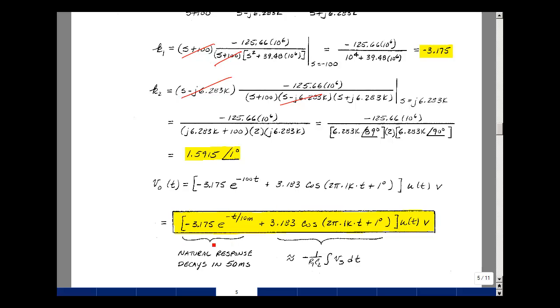Now this is going to die out as time goes on. If this is a perfect integrator, this would be equal to 0 degrees. And so it's pretty close. So it's roughly minus 1 over R1 C2 times the integral of v of s.